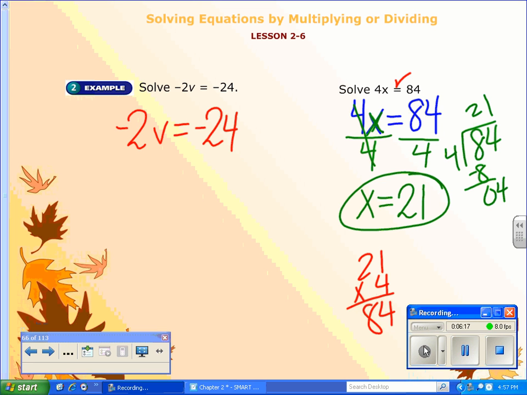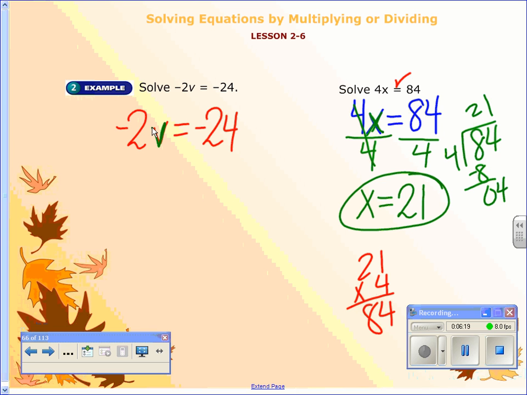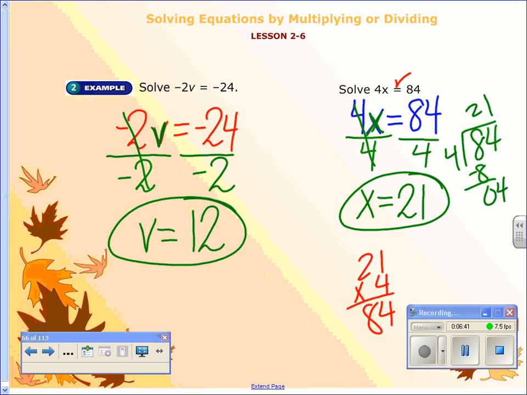All right, let's check your answer. Well, the variable here is b, and the number being multiplied by b is negative 2. So I'm going to divide by negative 2. Again, 2 negatives make a positive, so I still have a 1b, or just b here. And then negative 24 divided by negative 2. Well, 24 divided by 2 is 12, and 2 negatives make a positive. So b is 12. And again, I can check it. Negative 2 times 12 is a negative 24. One's positive, one's negative. It checks out.